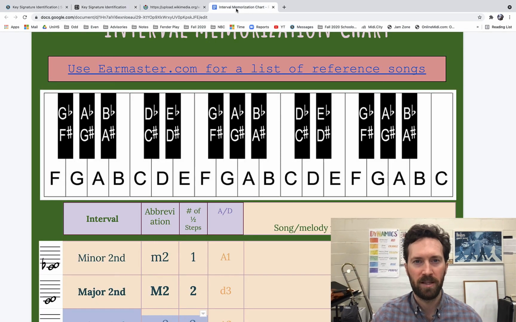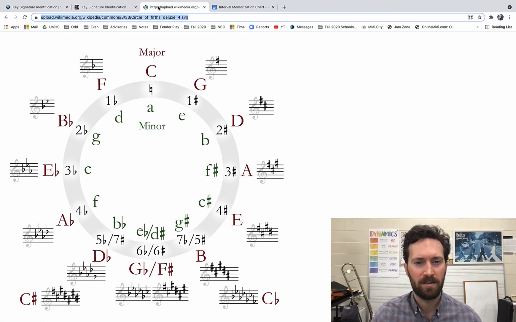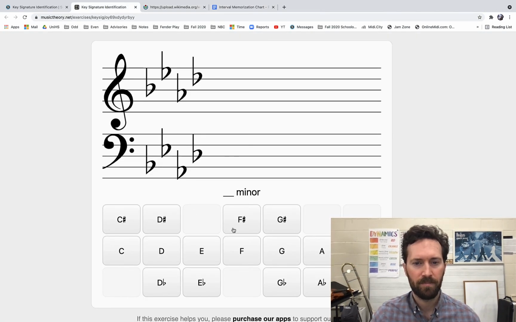Now let's find the relative minor. So here's A flat right here. Go down 3 half steps to find the relative minor. 1, 2, 3, you got to go down a minor third. So A flat major is relative to F minor. And there's your answer, F minor.